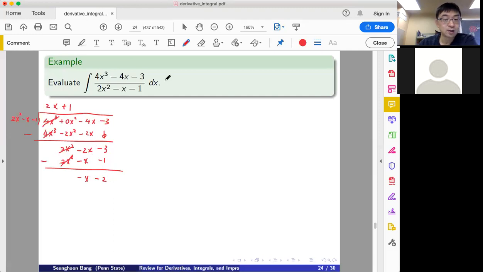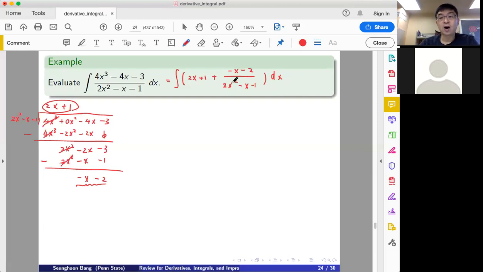So how can you write this? This is the same as the integral of the quotient 2x plus 1, in quotient form, plus the remainder negative x minus 2 over 2x squared minus x minus 1, dx, like this. This is not the final.